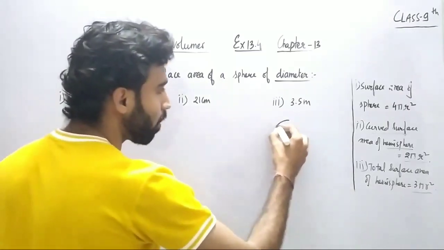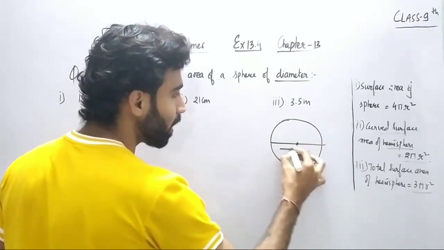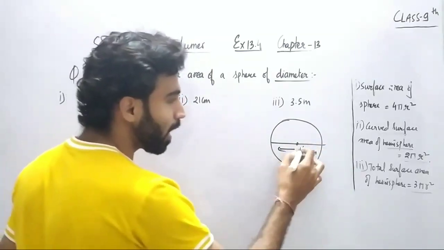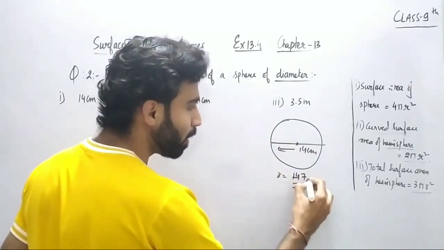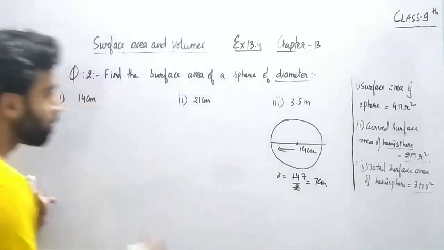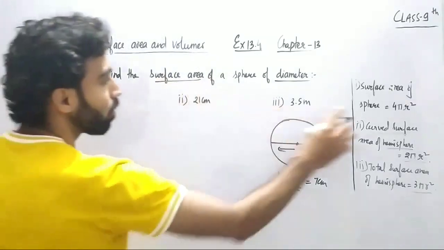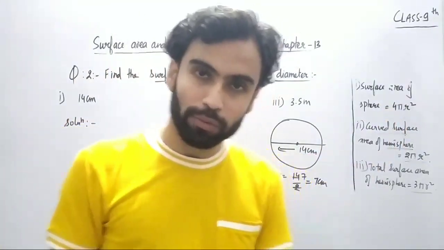So we know that first of all, if I talk about the first part, if I roughly draw a sphere, here the diameter given is simply 14 centimeter, right? So I know that the diameter is given, so how will we calculate the radius? Simply half of the diameter, that will be 7 centimeter, right? So if I talk about the first part, we have to find the surface area of a sphere, which is calculated by 4 pi r square, we know, right?